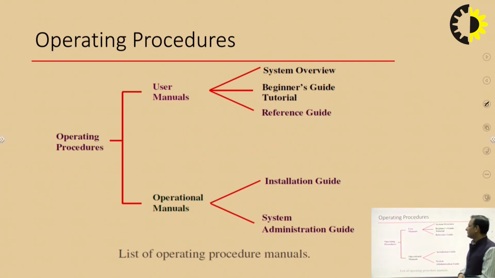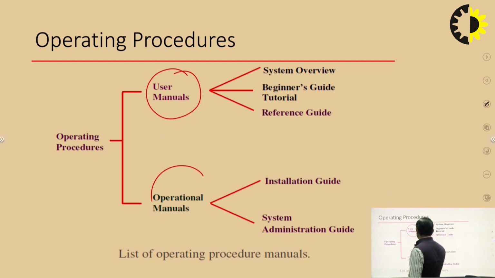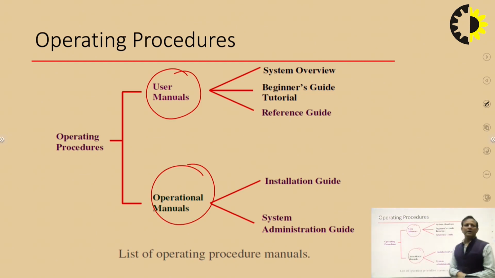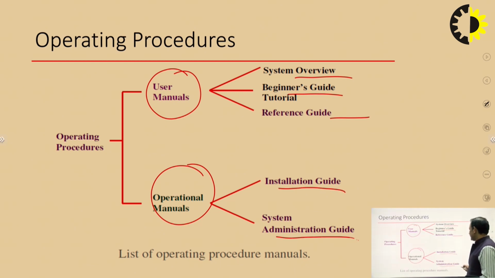Operating manuals or operating procedures have two parts, user manuals and operational manuals. User manuals have the system overview, beginner's guide, tutorial and reference guide. Operational manuals have the installation guide and system administration guide.